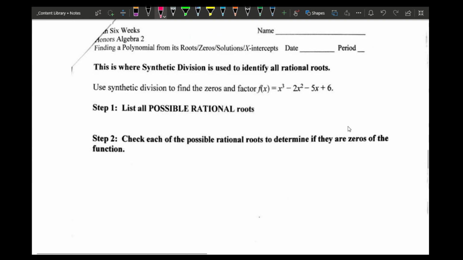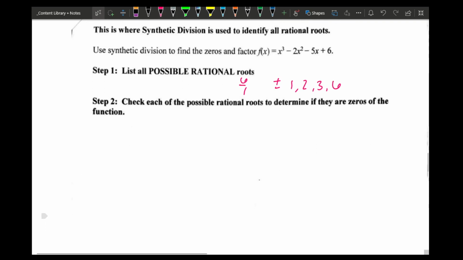So I've got this guy here. Rational root theorem says 6 over 1, so my possibilities are going to be 1, 2, 3, and 6, just like before. What I'm going to do is go through and start checking possible rational roots. So I'm going to check 1. I'm going to check -1. I'm going to check 2. I'm going to check -2. I'm going to check 3. I'm going to check negative until I get one that does work.